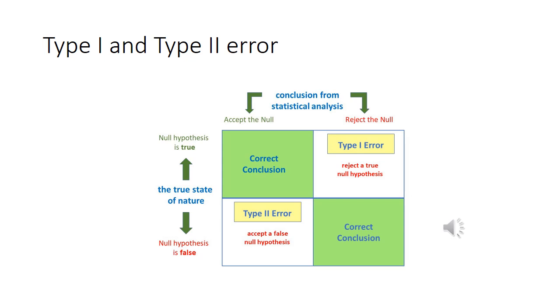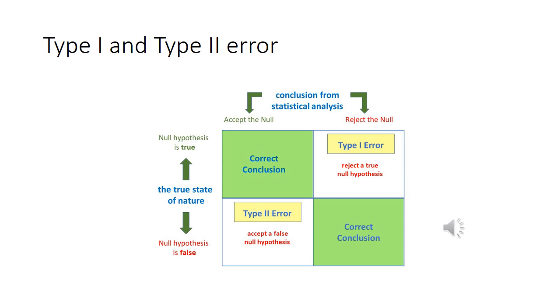So there is a sample through which we are making a conclusion, and after applying the test we found we have accepted the null hypothesis, but in reality the null hypothesis is not true. Okay, we have accepted the null hypothesis, but in reality it is false. This is type 2 error, as you can see in the figure.